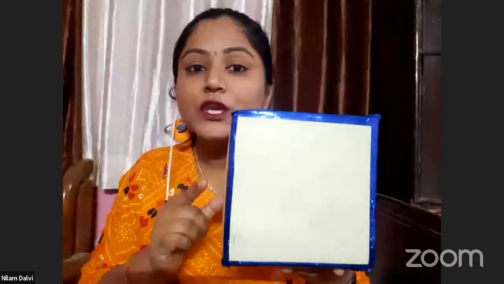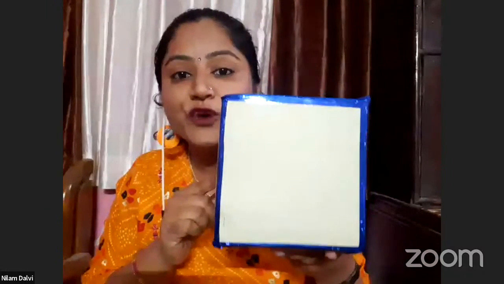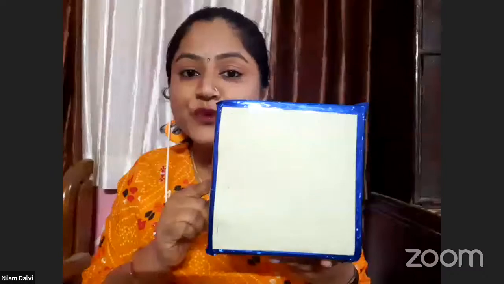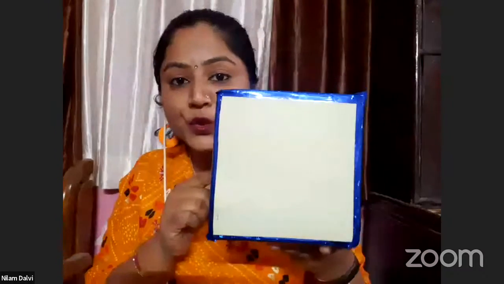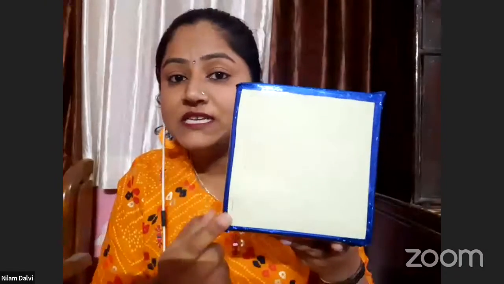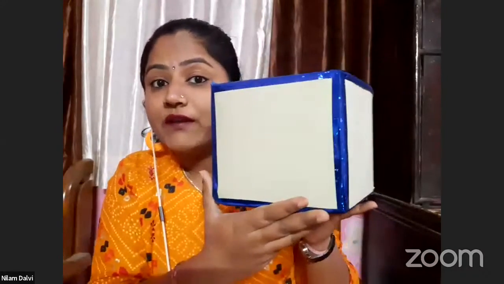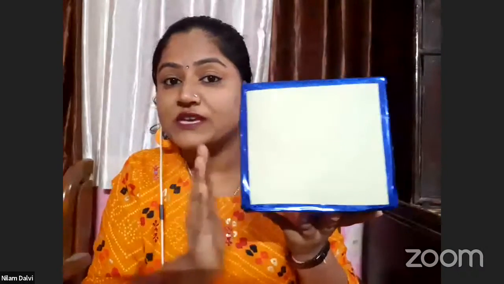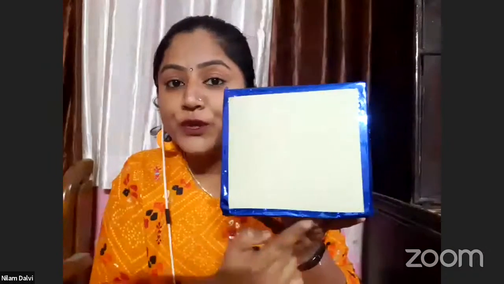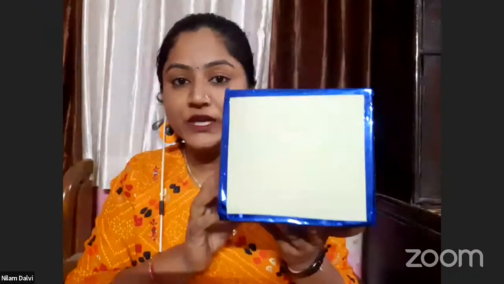That means a cube has 8 vertices. So these were the features of a cube. And why is it called a cube? Because if you observe it carefully, you can see that each face is a square. That means all the sides of a cube are equal to each other.